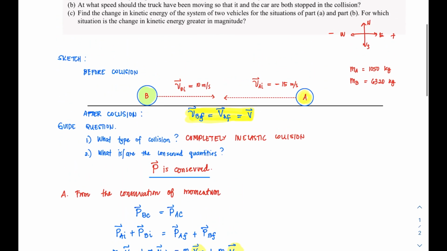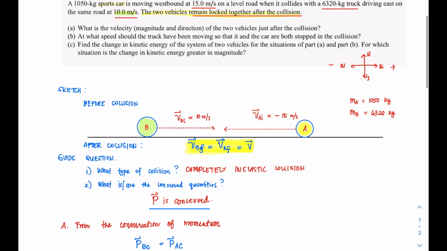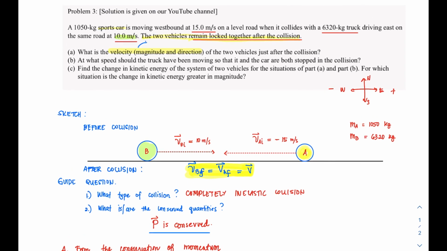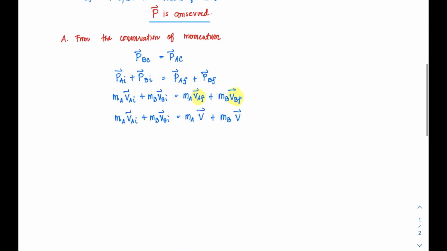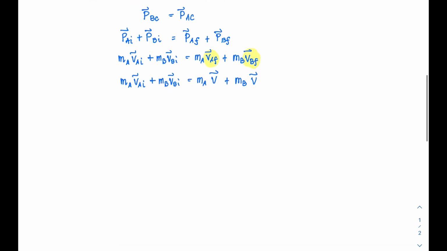And I'm hoping you realize that in part A of the problem, you are tasked to find this velocity, the final velocity, or simply V of both A and B. So going back here, what I'm going to do is factor out V on the other side of the equation, and I am left with mass A plus mass B.